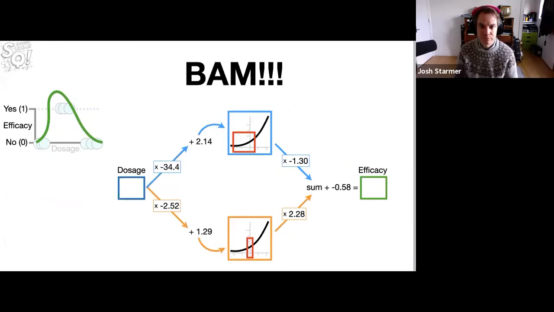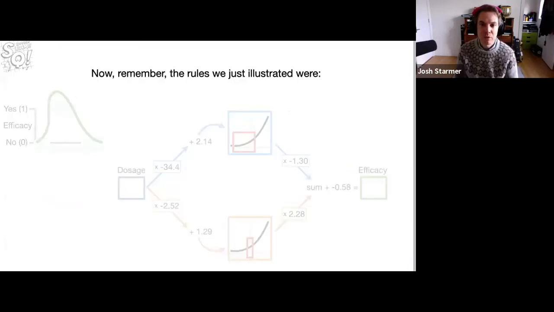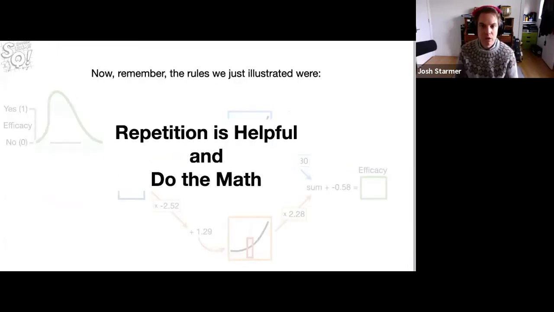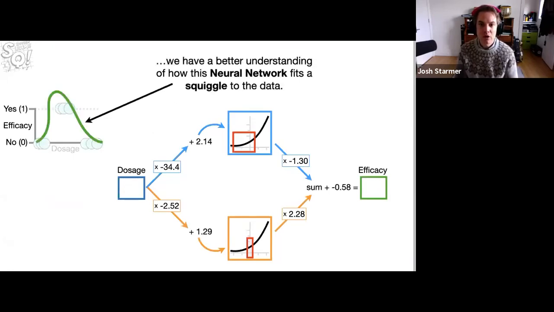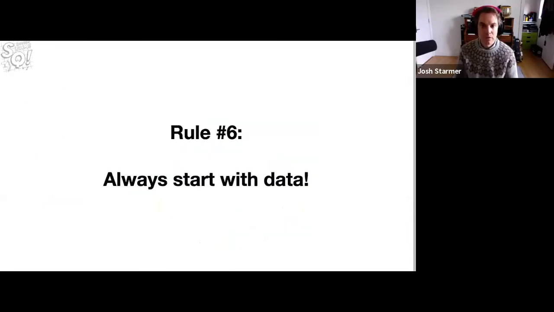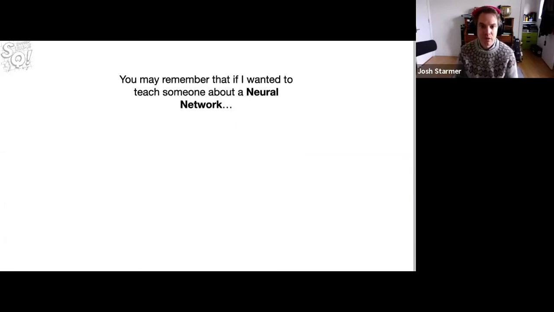Bam! Now remember the rules we just illustrated here. Repetition is helpful, and do the math. By plugging numbers into the neural network and doing the math, we have a better understanding of how this neural network fits a squiggle to the data. So now we're ready for rule number 6, which is always start with the data.